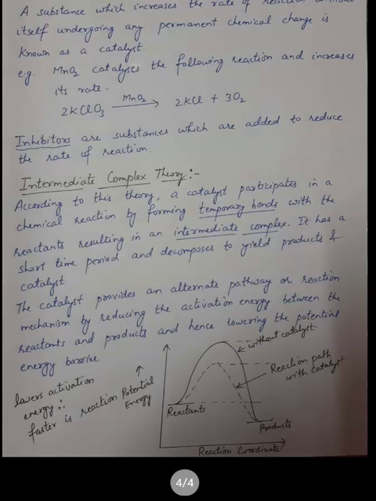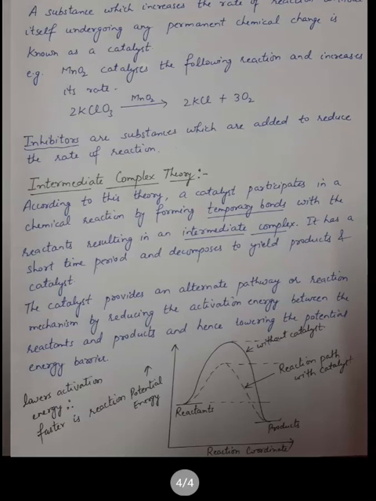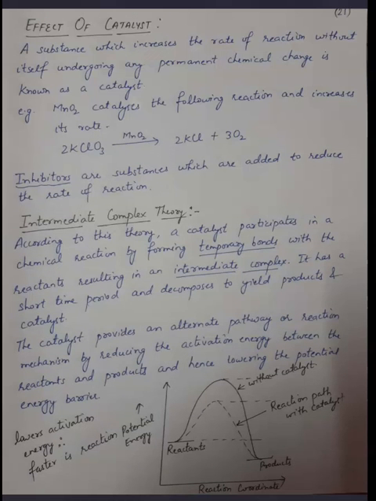What does the catalyst do? The catalyst provides an alternate pathway or reaction mechanism by reducing the activation energy between the reactant and products, hence lowering the potential energy barrier. Here I have a graph showing why the reaction rate increases. This is the reactant and product. The energy of the reactant is more than the energy of the product. Why? If energy lowers, then only stable products will be formed.